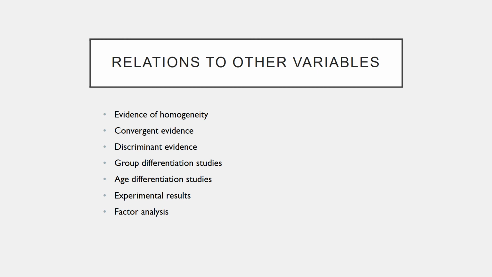So the first area of relationship to other variables we would look at is evidence of homogeneity. And this really looks at how similarly different items or different subscales or different parts of a test or an assessment measure a single kind of concept. So this might be a certain symptom, this might be a certain aspect of a construct, this might be a certain variable.